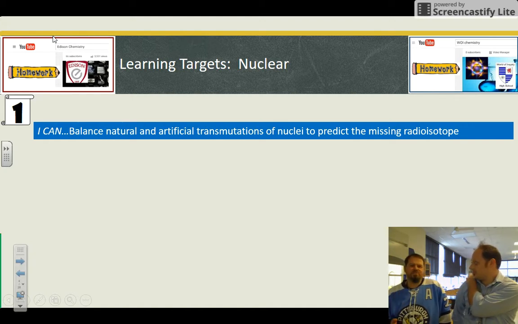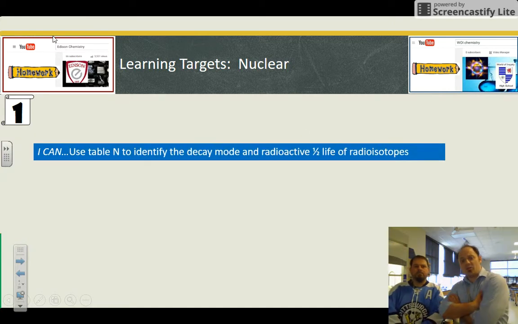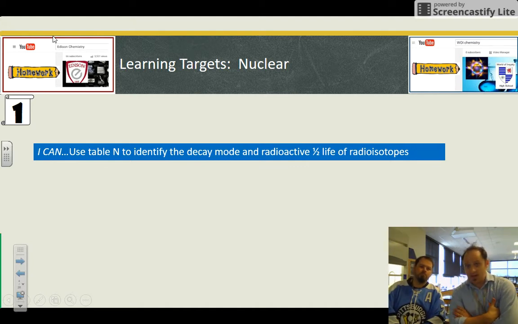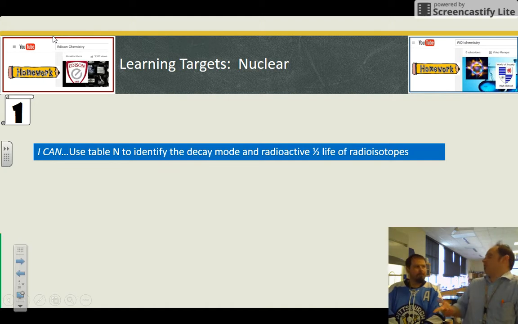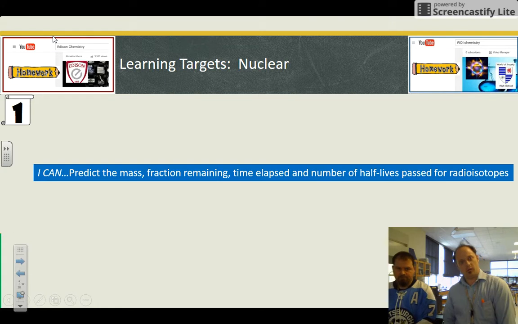Right off the bat, there's 3 or 4 big important words. And like I told my class today, the bulk of this unit is a bunch of weird words and then half-lives. If you can do that, then we're done. You've done half-lives before. Let's keep on with the I cans. Using Table N to figure out our decay modes and the half-lives of certain radioisotopes. They're listed right there for us to read and understand. You've got to know what this notation means, but once you understand it, it's like, whoa, duh.